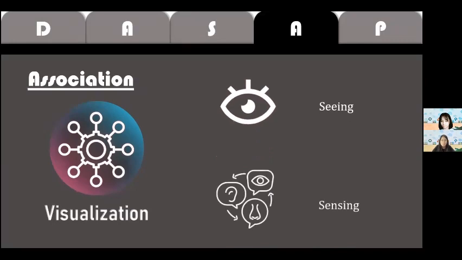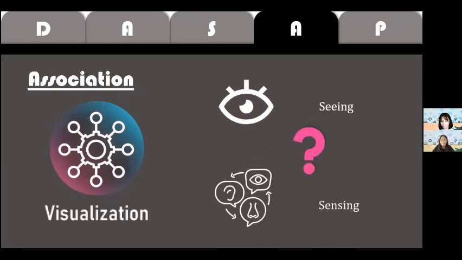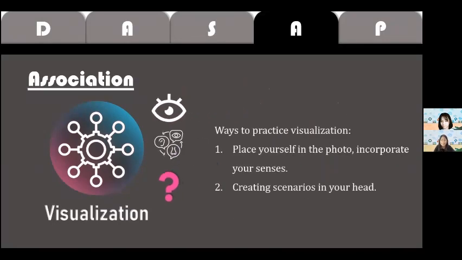And here are some steps to practice visualization. So firstly, you can place yourself into the photo of what you're studying, then incorporate your senses. It's not only what you see, but it can also be what you hear and what you feel in that picture. And then create scenarios in your head that relate to the fact that you want to memorize. Try going through this process as many times as you can, and it sometimes helps by drawing or jotting down what you visualize.